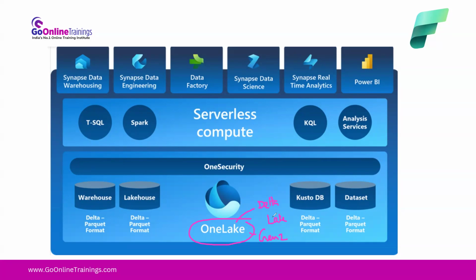So OneLake is prepared based on Gen 2 architecture. All the data will get stored. This is your KustoDB. KustoDB means to perform real-time analytics, your data warehousing. Everything is in Delta format only. What is Parquet? What is Delta? That you are going to be learning as part of your Databricks.